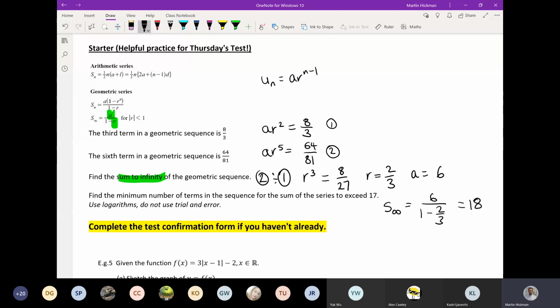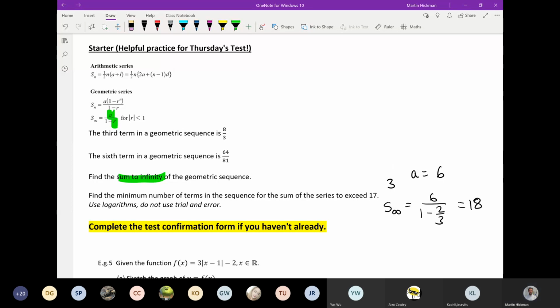Then this last question says, find the minimum number of terms in the sequence for the sum of the series to exceed 17. I'll just put up here that r equals 2/3 and a equals 6. To find the minimum number of terms, I'm going to need to use my other formula that's given. You will get this given in your tests next week, and also in the exam.